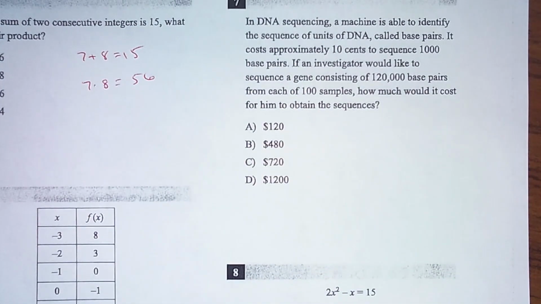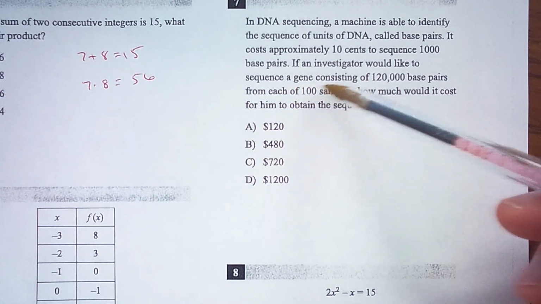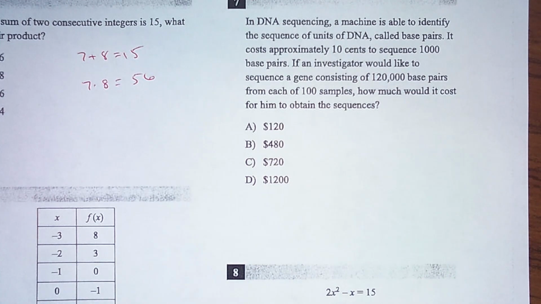Number 7. In DNA sequencing, a machine is able to identify the sequence of units of DNA called base pairs. It costs approximately 10 cents to sequence 1,000 base pairs. If an investigator would like to sequence a gene consisting of 120,000 base pairs from each of 100 samples, how much would it cost for him to obtain the sequences?